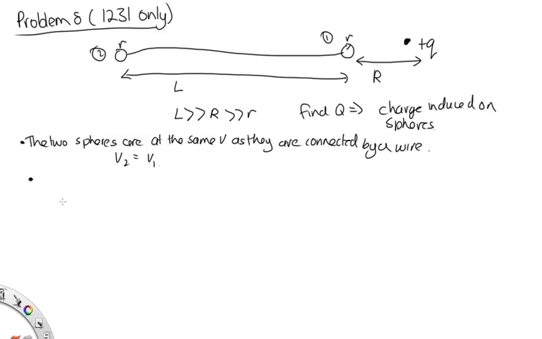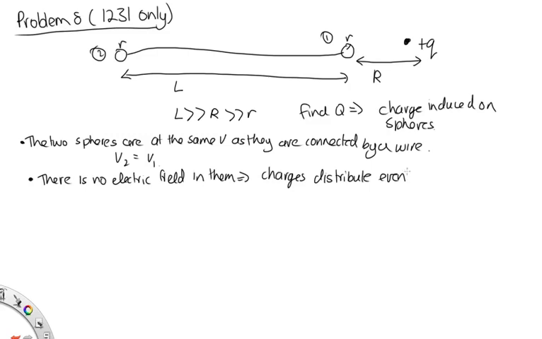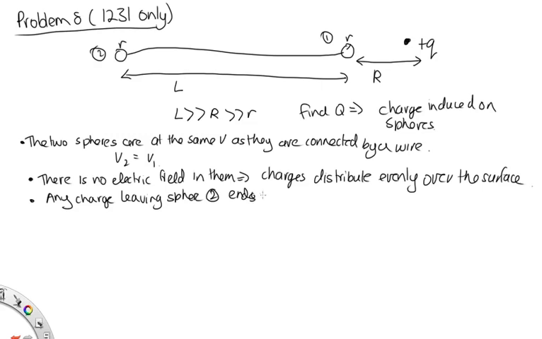Okay, now these are conducting spheres, so there is no electric field in them, which tells us that the charges distribute evenly over the surface. And let's just have a look at what the charge is. We know that because they're connected by a wire and they're initially uncharged, then any charge which leaves sphere 2 must end up on sphere 1. So this plus Q is going to induce some negative charge on this sphere, and we'll get the same magnitude positive charge on sphere 2.